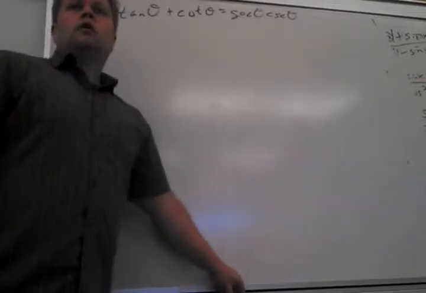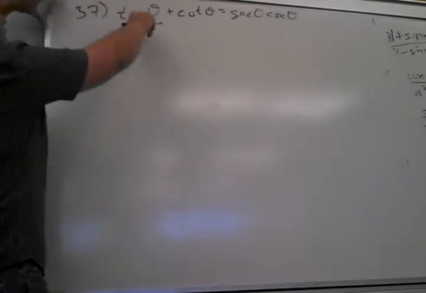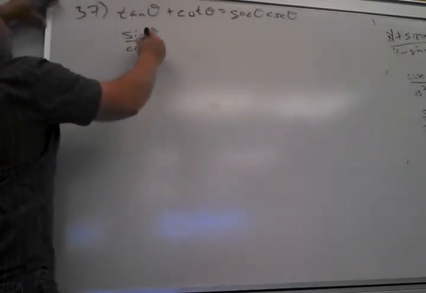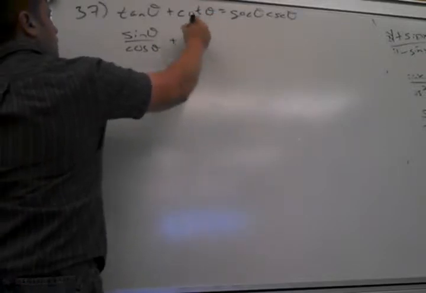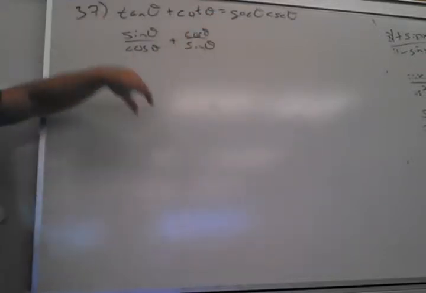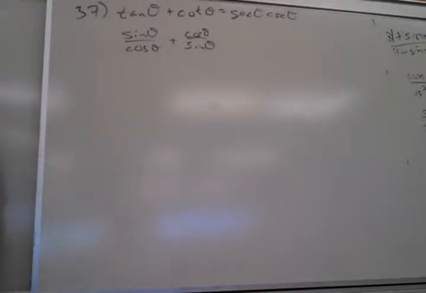So somebody have a suggestion on something to do here. Break it down into sine and cosine. All right, so you can break it down to sine and cosine. Right? So this will be sine over cosine plus cosine over sine. And now it looks a lot like the last problem we did, believe it or not, because the last problem was 2 fractions equals the same thing. Right? Common denominator, right?